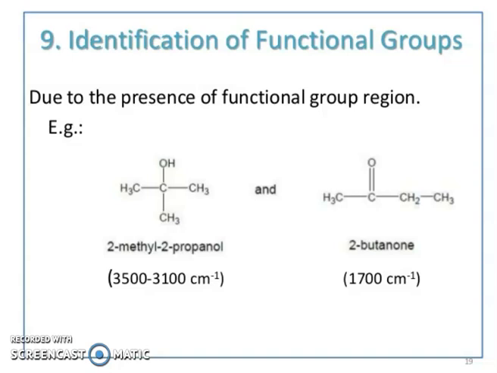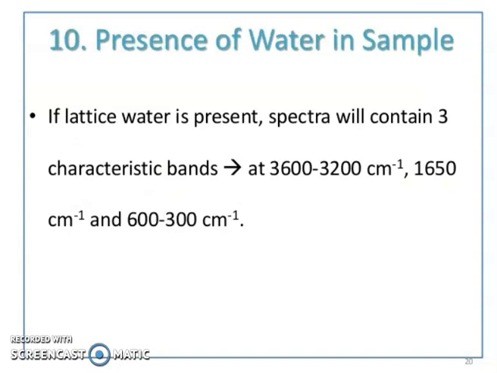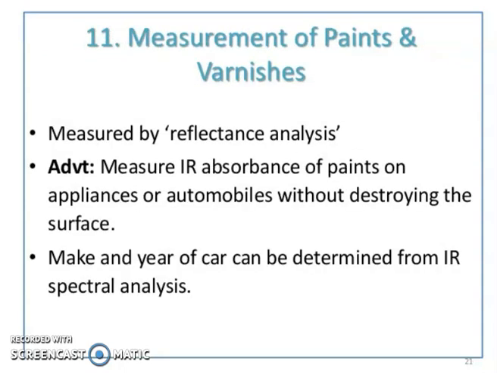Identification of functional group. Due to presence of functional group regions, you can see presence of water in a sample. If lattice water is present, the spectrum will contain 3 characteristic bands at 3600 to 3200, 1650 inverse centimeter, and 600 to 300 inverse centimeter.